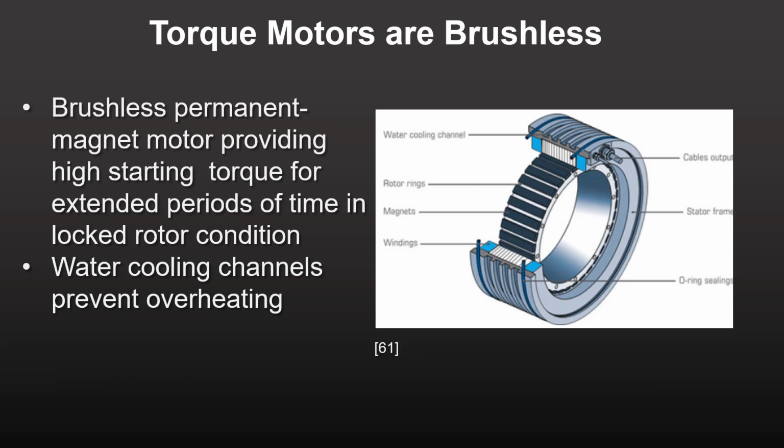Torque motors are toroidal-shaped and brushless. As the name implies, they provide very high starting torque, and they can continue to run successfully, even when the rotor is locked for significant periods of time. The high torque is accomplished by running high current to the stator windings, but this comes with a price. The large torque motors need cooling channels to circulate water around the windings in order to prevent overheating.